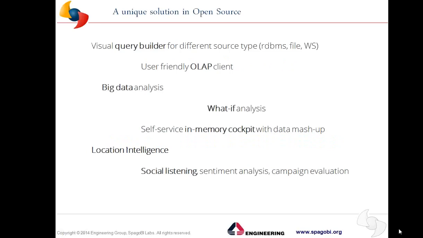But SpagoBI itself provides a wider set of features. So we range from classical reports, charts, interactive charts, to multidimensional analysis, location intelligence, so more advanced type of analysis. And we're also in new trends, so to say, so access to big data, for example, and social listening, which is coming with SpagoBI 5.1.